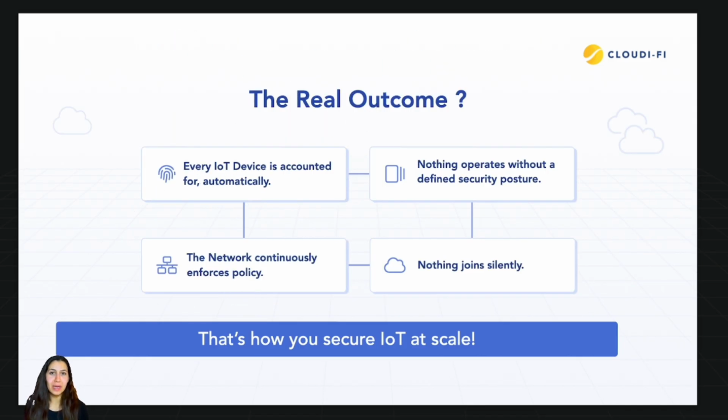But what can be the real outcome? First, every IoT device is accounted for automatically. Second, nothing operates without a defined security posture. And also the network enforces policy without manual intervention, without portals, without exceptions. And last but not least, nothing joins your network silently. And that's how you secure IoT devices at scale, by turning enforcement into identity from the very first packet.